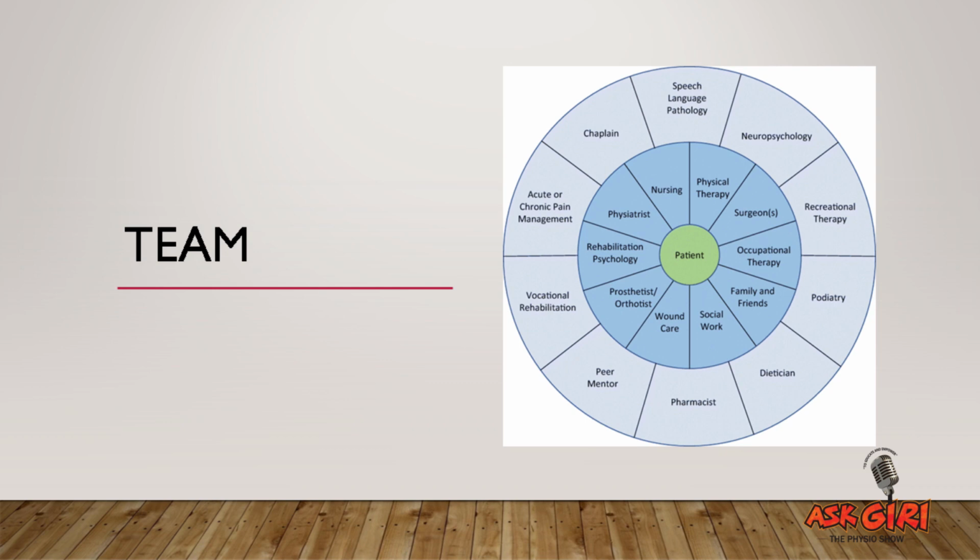If you see the picture in the slide, you see the inner circle and the outer circle, and you are in the middle as the patient. You see how many faculties are involved in amputation rehab, and every single person on the team is very important for amputee rehabilitation. Working collaboratively, with a multidisciplinary approach and great communication, is the hallmark of amputee rehabilitation. It starts from your surgeon, the physician, hospital nurses, and the OT, PT, prosthetist, and social worker.